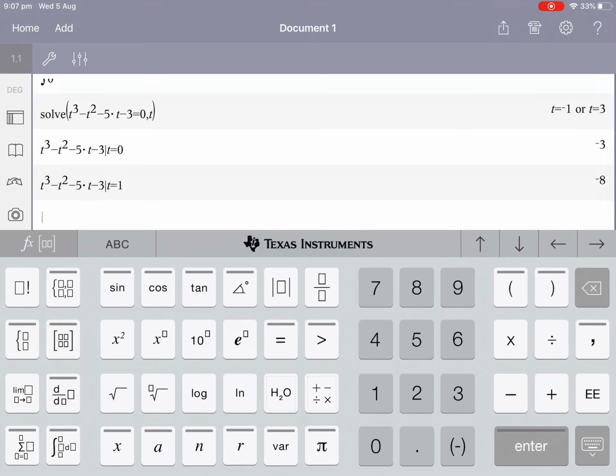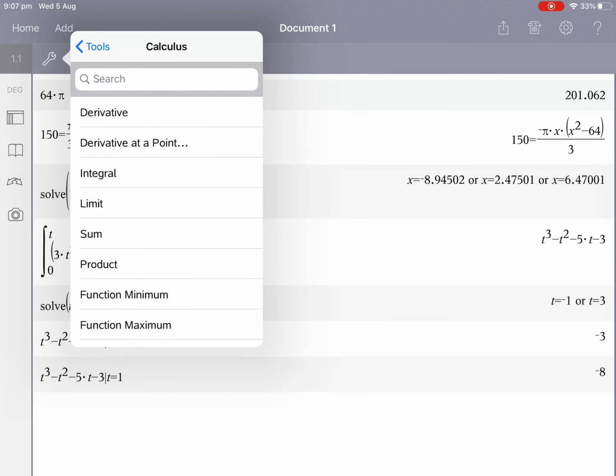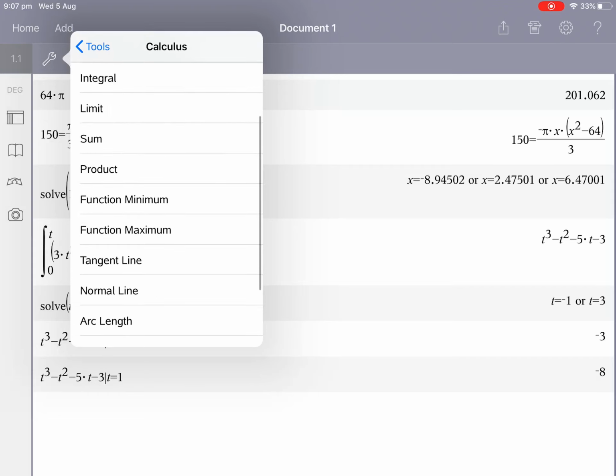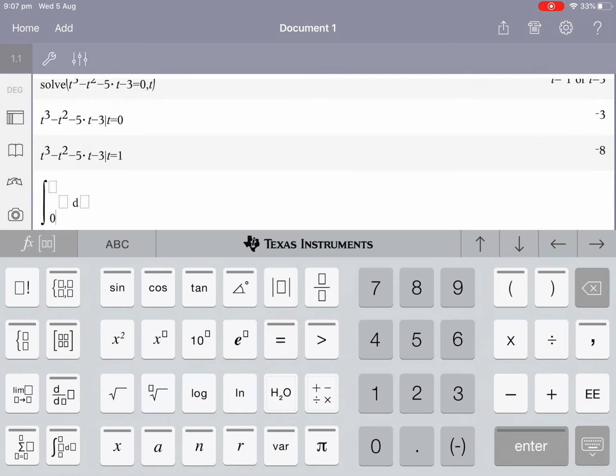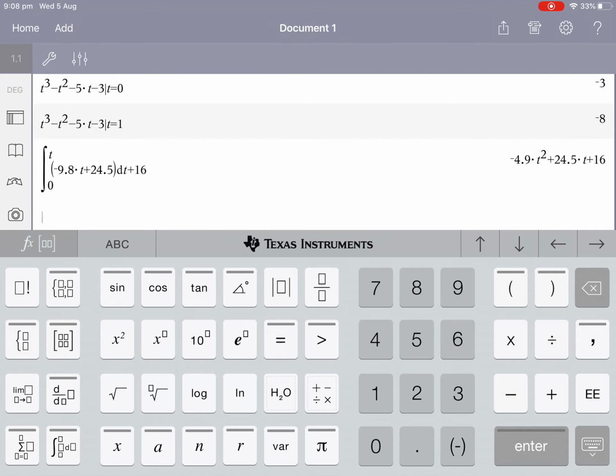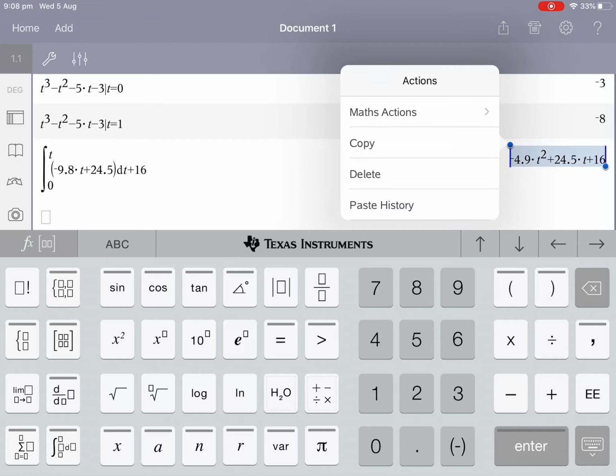So on my calculator, I need to use calculus. I'm using an integral. Oh, couldn't see it. There it is right in front of me. Got 0 down the bottom. I'm going to use t up the top, and I have negative 9.8 t plus 24.5 dt, and on the end I've got a plus 16, and enter. So there's my equation for the displacement.